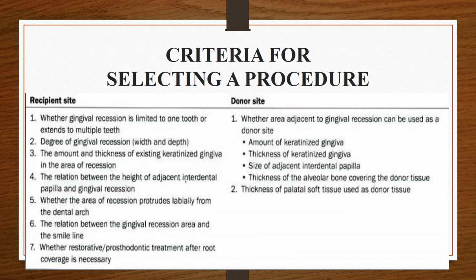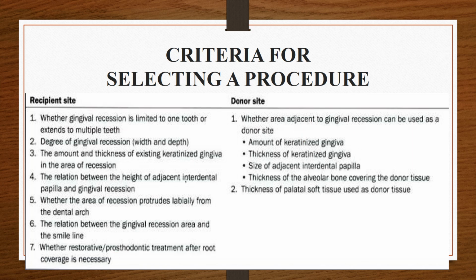What are the criteria for selecting the procedure? Recipient site: whether gingival recession is limited to one tooth or extends to multiple teeth. Degree of gingival recession, amount and thickness of existing keratinized gingiva in the area of recession. Relationship between the height of adjacent interdental papilla and gingival recession. Whether the area of recession protrudes radially from the dental arch. The relationship between gingival recession area and the smile line. Whether restorative or post-orthodontic treatment after root coverage is necessary.